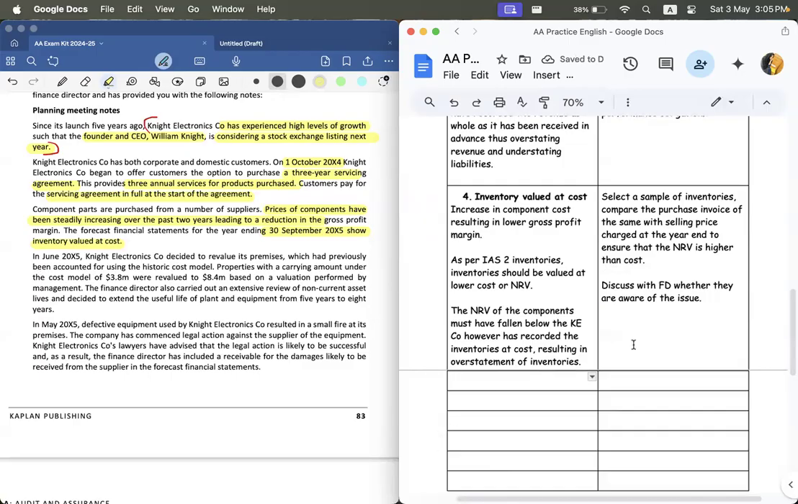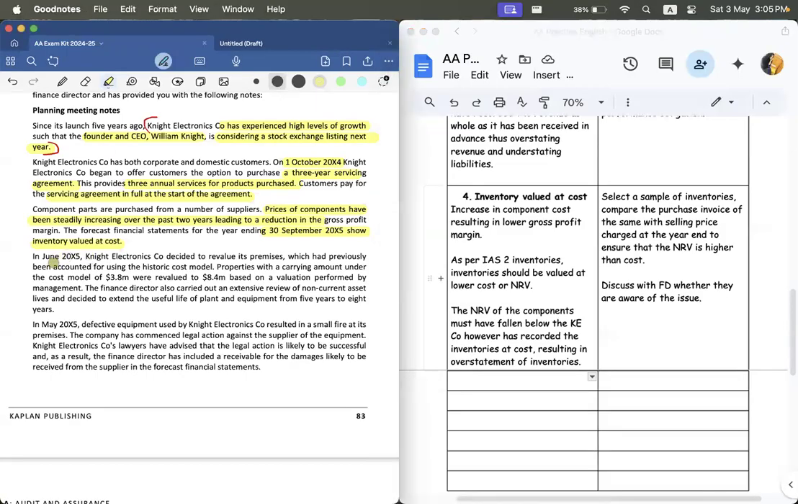Okay, they are aware of the issue. Clear, no? Okay. Next one. You're going to do one more. And all the five of them, you're going to try on your own, with your own words. And then you compare where you went wrong. Clear, no?